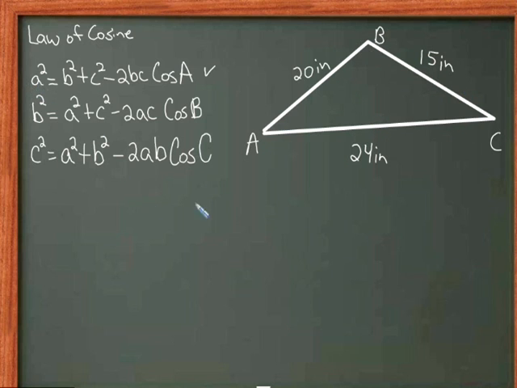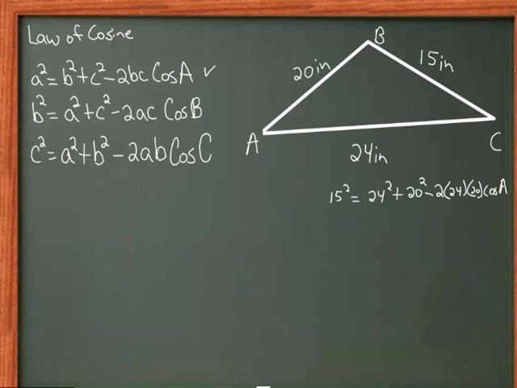To use this top one, I'm going to write a squared, which is 15 squared, is equal to b squared, which is 24 squared, plus c squared, which is 20 squared, minus 2 times b times c, again 24 and 20, times the cosine of A. Okay, so we're going to use that.